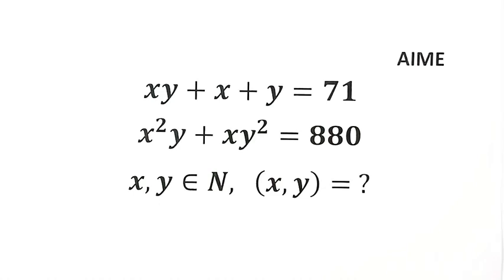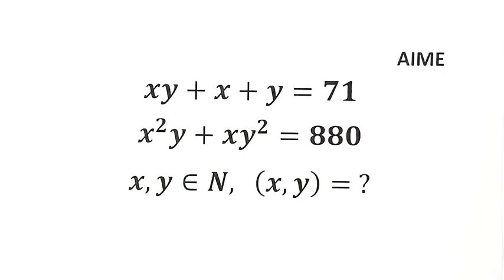In this video, we're going to solve this system of equations. The first one, xy + x + y = 71. The second one, x²y + xy² = 880. Here x and y are positive integers. Then we want to solve for x and y. This question is from AIME.